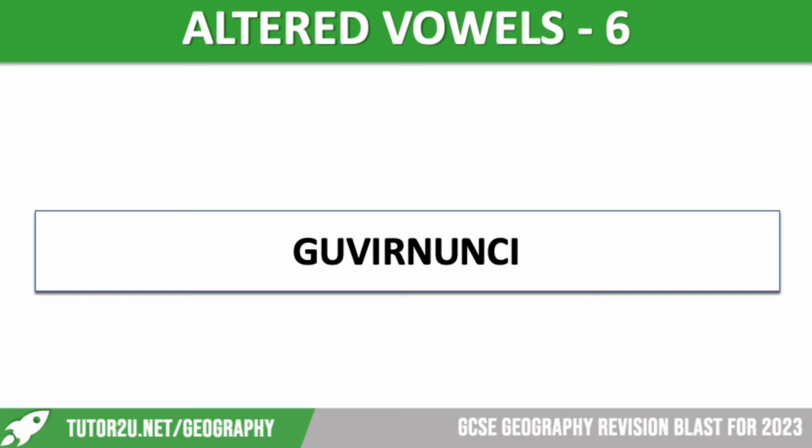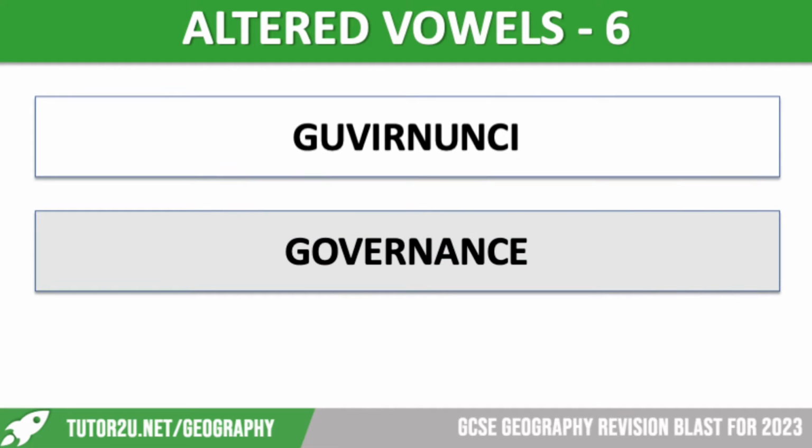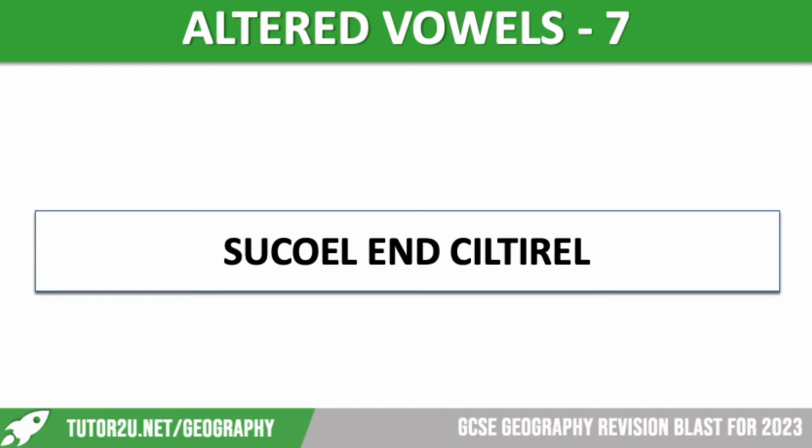Right, number 6. Okay, we recognise this one. Let's have a look. It is governance. So how the area is run. Is it run well? Okay, number 7. Okay, have we got this one?